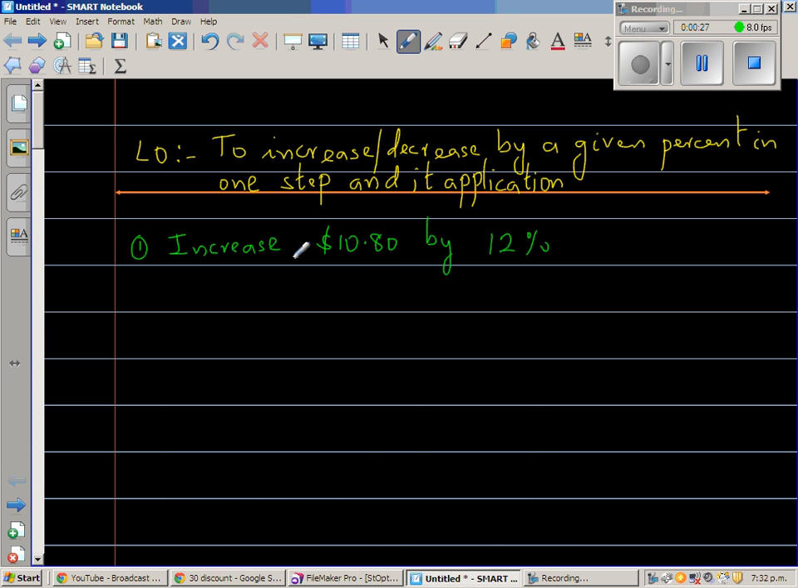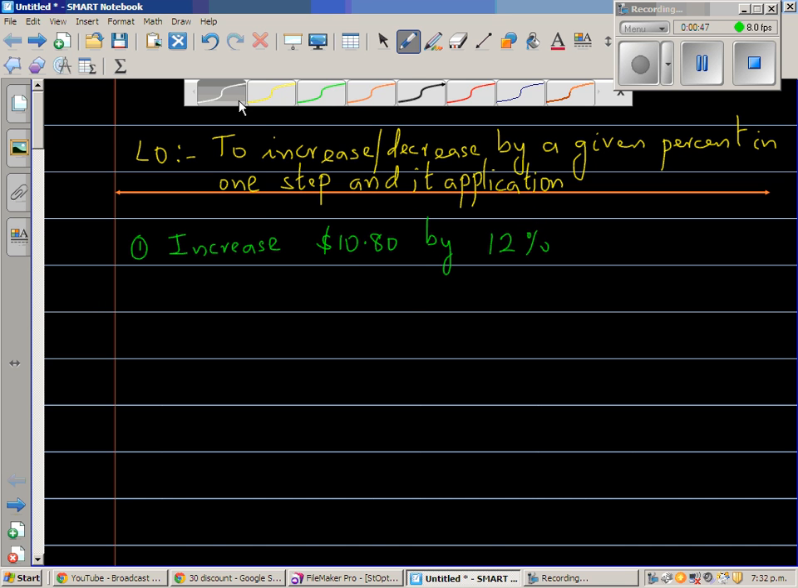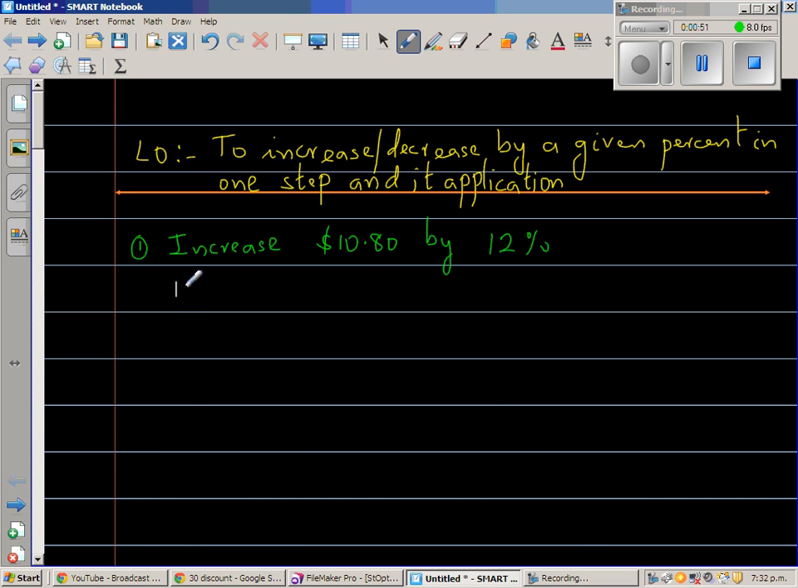The first question is increase $10.80 by 12%. So, I look at this example and say what I have to do is find 12% of this and then add that 12% onto $10.80. So, to get to the answer, it's 10.80 plus 12% of $10.80. That's what we want to do.